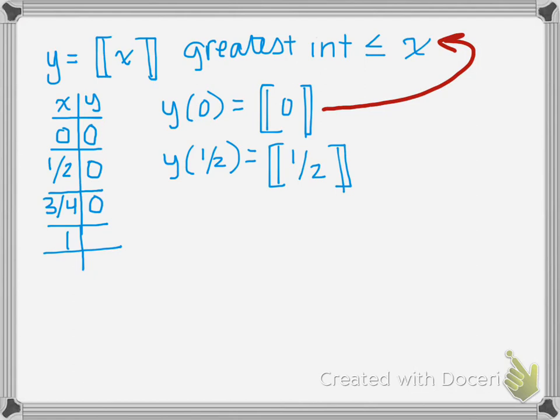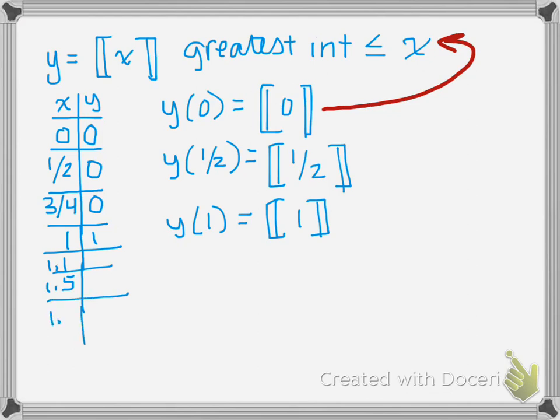And then finally, when I get to 1 and I plug in a 1 for x, what's the greatest integer that is less than or equal to 1? And that will be 1. And then I run through the whole cycle again, and I could have 1.1, I could have 1.5, and I could have any 1 point anything in here. And all of these, the greatest integer that is less than or equal to these numbers is going to be 1, 1, 1. I'm going to keep getting an output of 1.